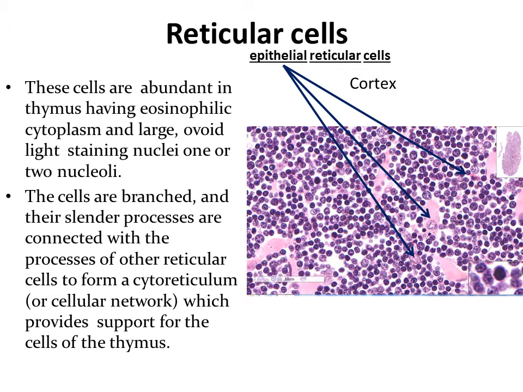Reticular cells are abundant in the thymus, having eosinophilic cytoplasm and large ovoid light-staining nuclei with one or more nucleoli. The cells are branched and their slender processes are connected with the processes of other reticular cells to form a reticulum, cytoreticulum, or cellular network which provides support for the cells of the thymus. On the slide you can see the reticular cells, and these cells have long processes which form the cytoreticulum that provides support for the cells of the thymus.